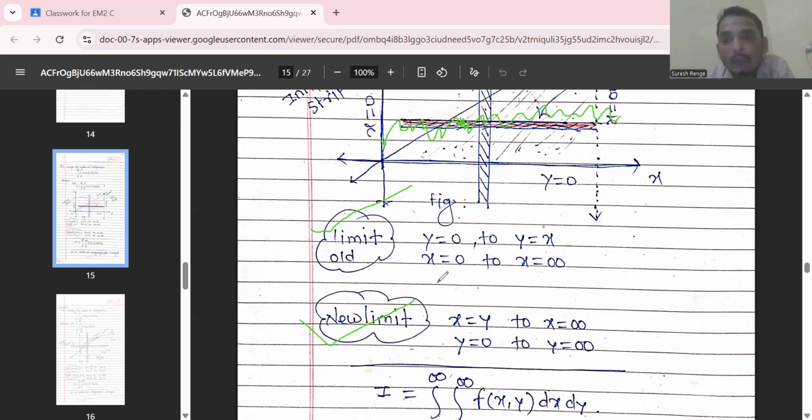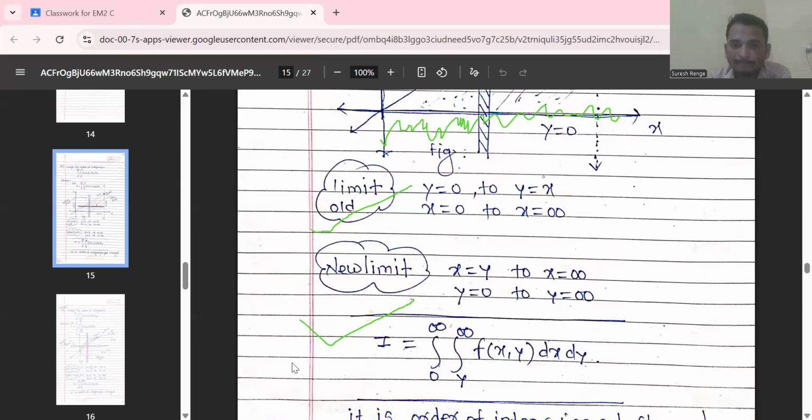strips which are parallel to the x-axis. Therefore, the lower limit is equal to y and the upper limit is equal to infinity, and the lower limit for y is equal to 0, upper limit for y is equal to infinity. Now write this down. First of all, I want to change this integration. Earlier integration was with y, now we have to integrate with x. Therefore, write this down.